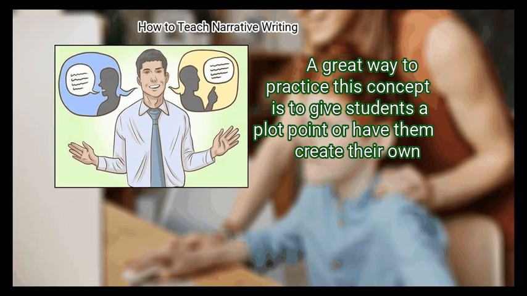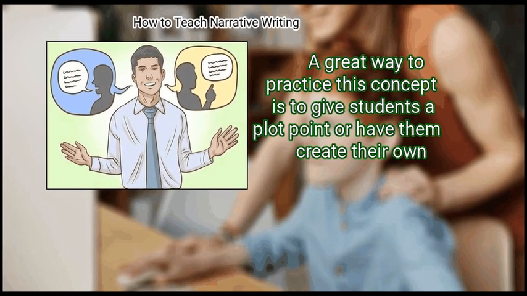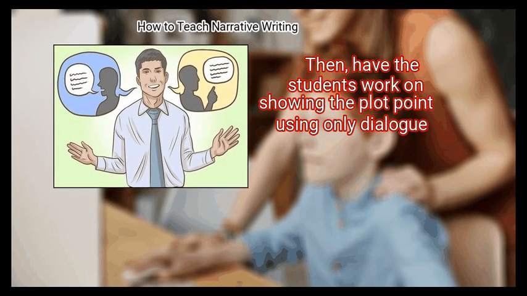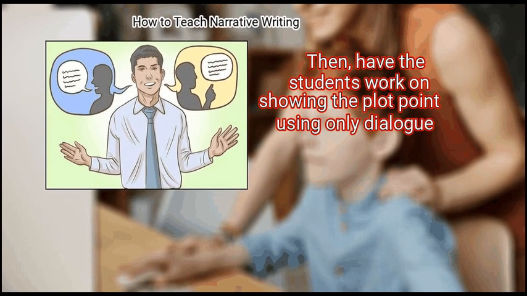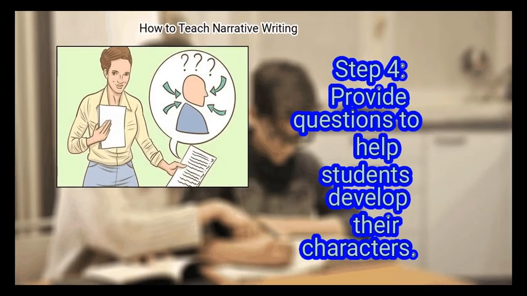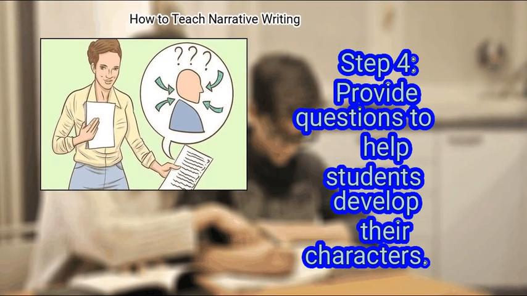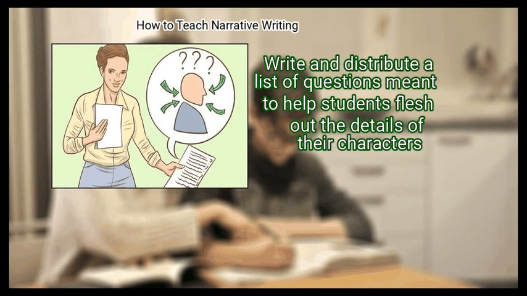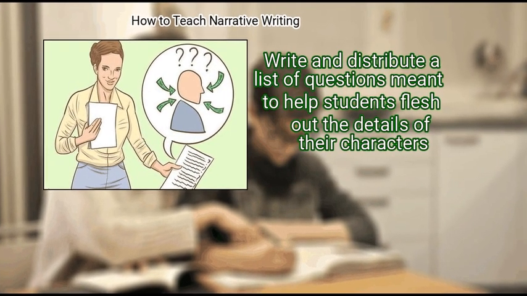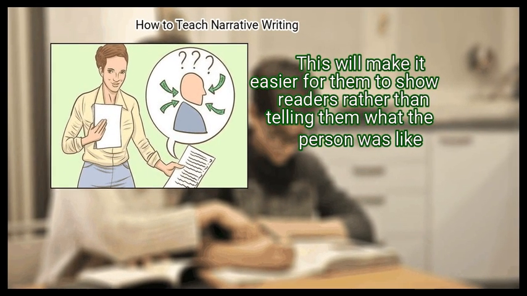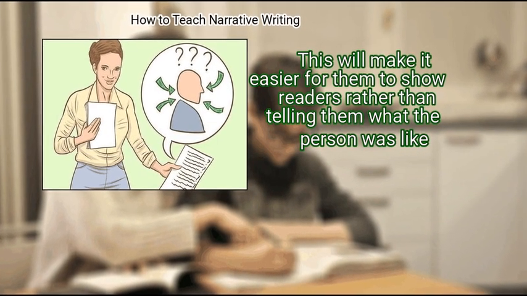A great way to practice this concept is to give students a plot point or have them create their own. Then, have the students work on showing the plot point using only dialogue. Step 4. Provide questions to help students develop their characters. Write and distribute a list of questions meant to help students flesh out the details of their characters. This will make it easier for them to show readers rather than telling them what the person was like.